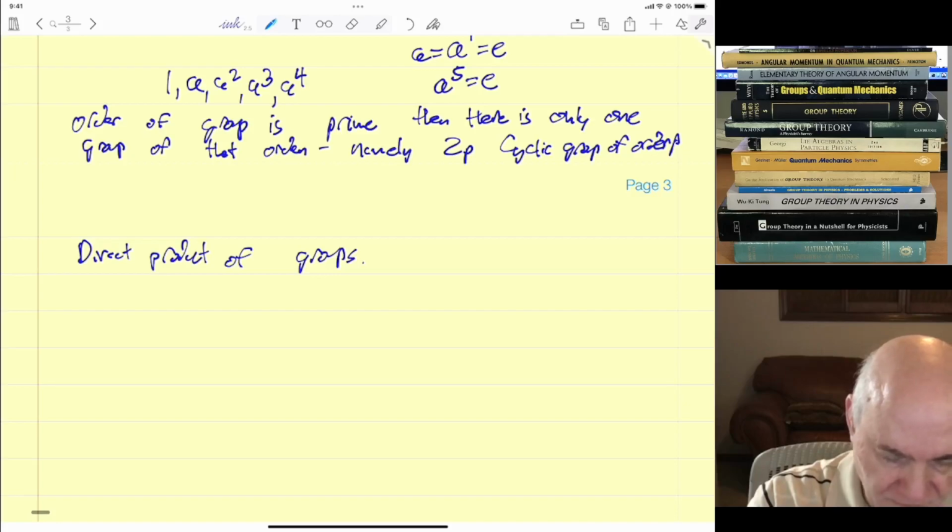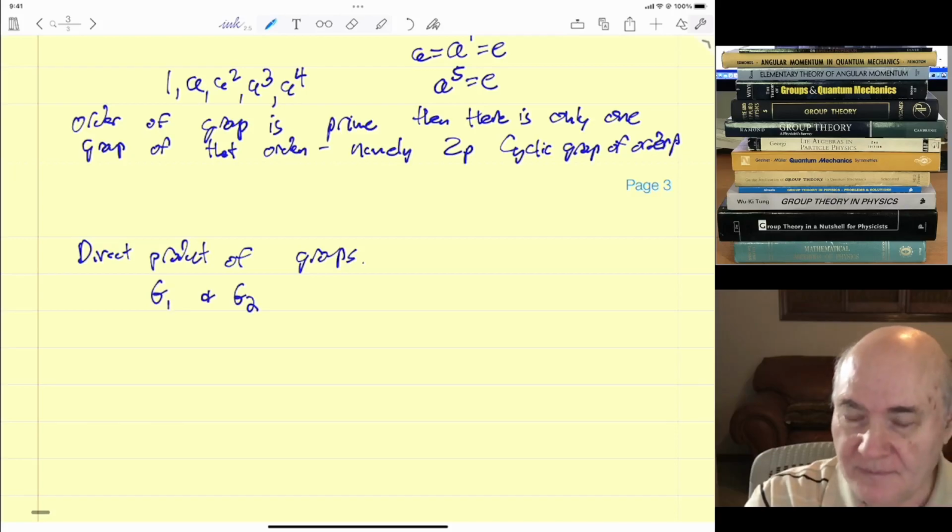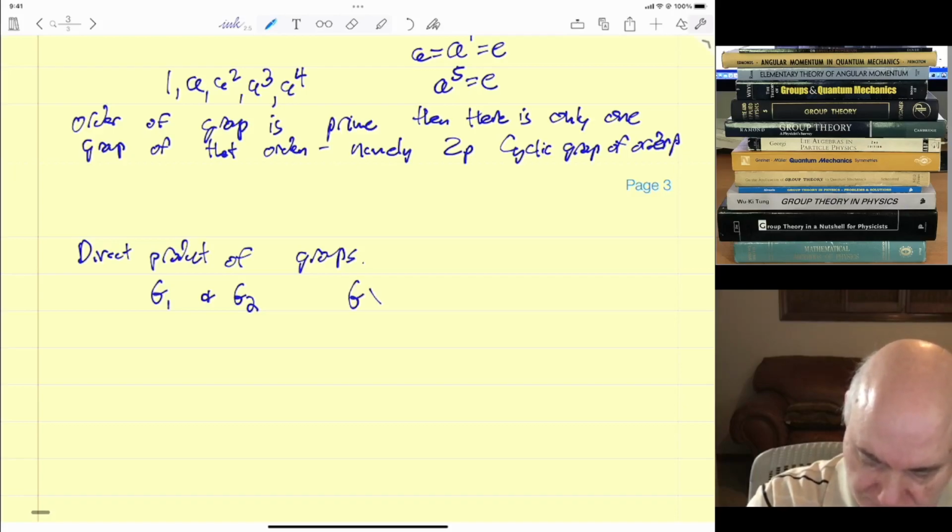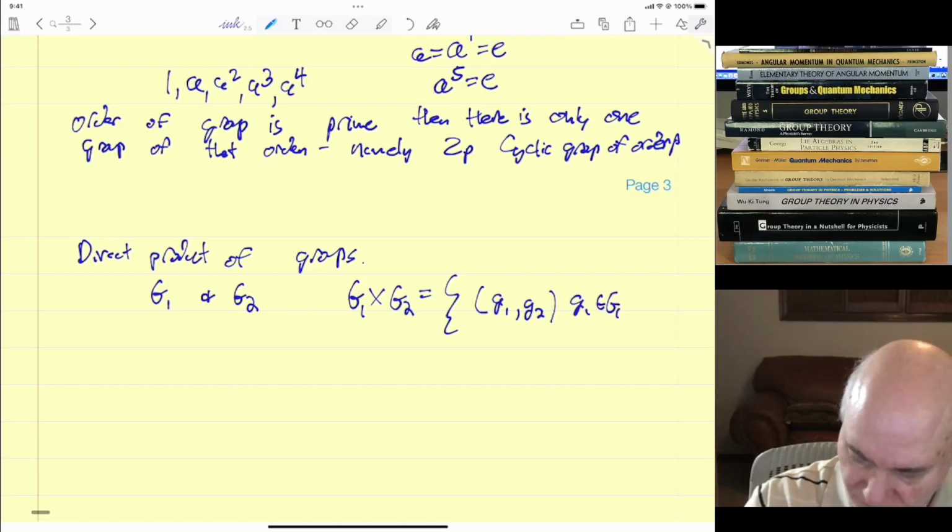This is a very simple construction. If we have two groups, G1 and G2, these are completely separate groups. They don't have any elements in common. They act on different spaces. So we consider the direct product group, which is equal to the set of all ordered pairs. Now I'm using the real ordered pair notation here. Of all ordered pairs (g1, g2), so that small g1 is in large G1, and small g2 is in large G2.